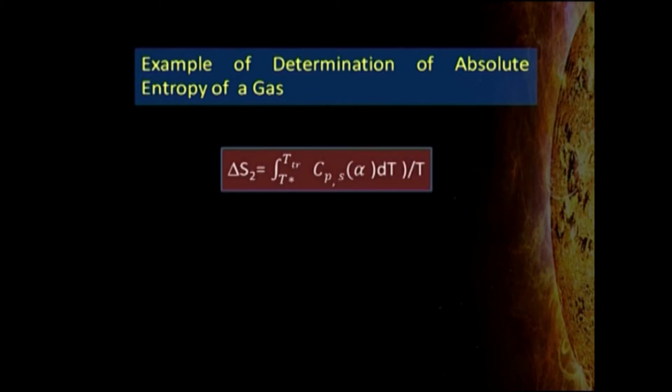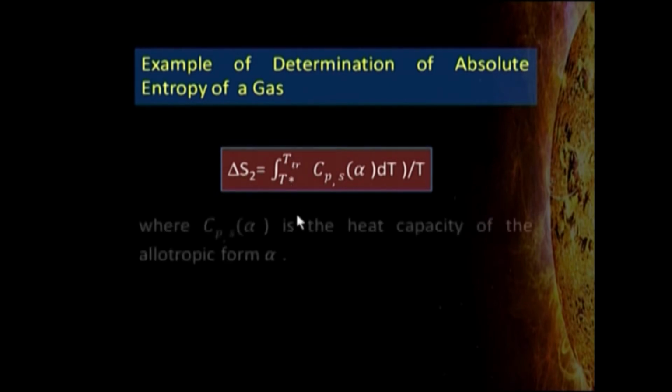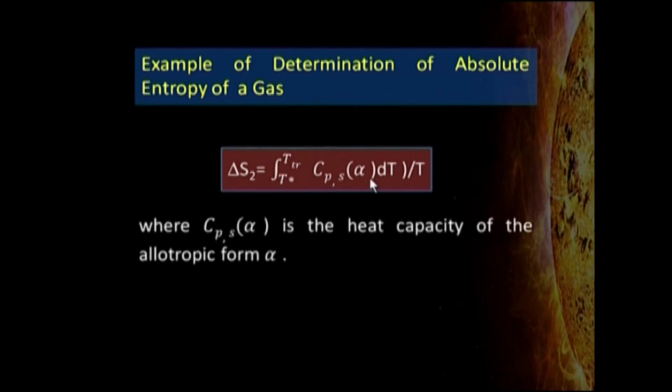Now, delta S2 will be equal to integral of Cps alpha divided by T dT within the limits T star to T Tr. Here Cps alpha is the heat capacity of the allotropic form alpha.